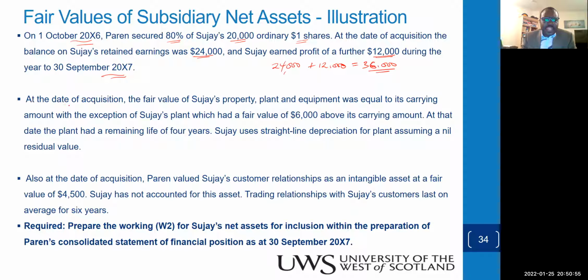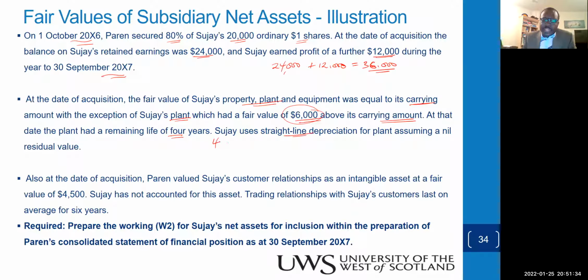Exactly, right? At the date of acquisition, the fair value of the PPE was equal to its carrying amount in the books, except that there is one plant which had a fair value above its carrying amount. This we need to adjust. So we are being told that there's a fair value which we need to adjust upwards because what is on the carrying amount is lower by 6,000. At that date, the plant had a remaining life of 4 years. Therefore, even though we are going to recognize these, we must adjust. They said it's using straight line depreciation.